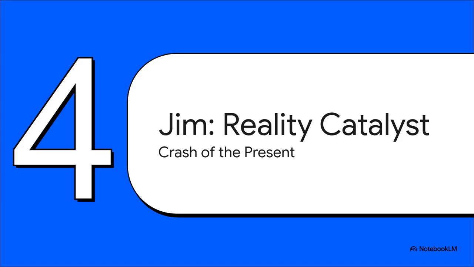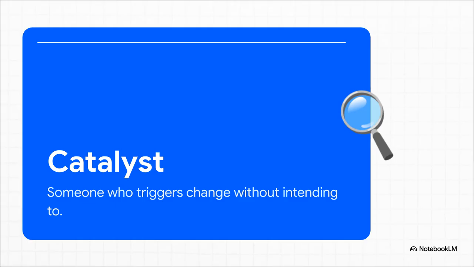Which brings us to Section 4. Enter Jim, the reality catalyst, and the devastating crash of the present. So this brings us to Jim O'Connor. Now, a lot of students fall into a huge trap here, calling Jim the villain because, well, he breaks Laura's heart. But top-tier essays avoid that entirely.